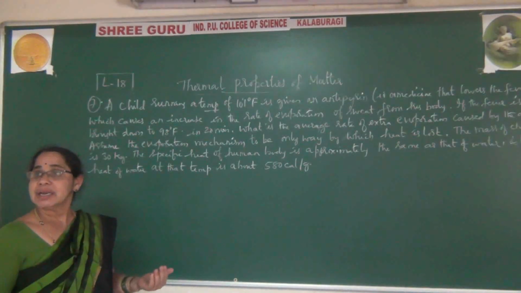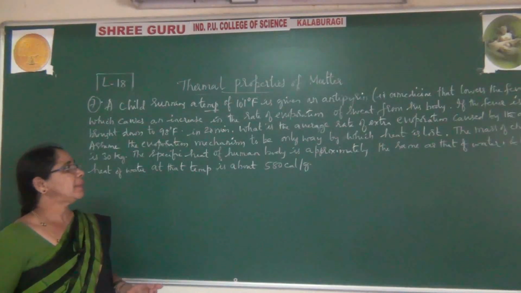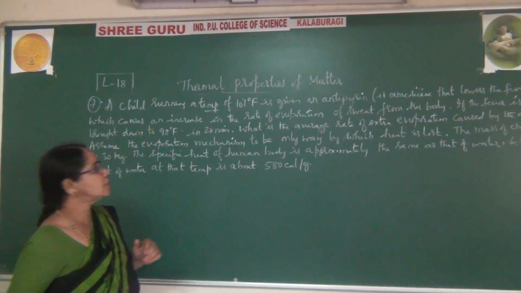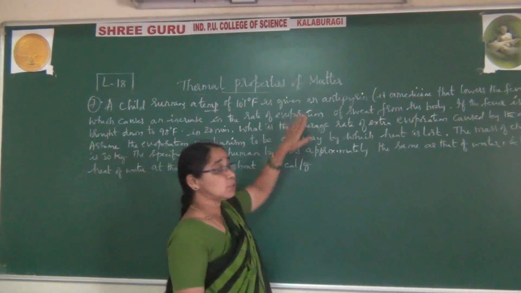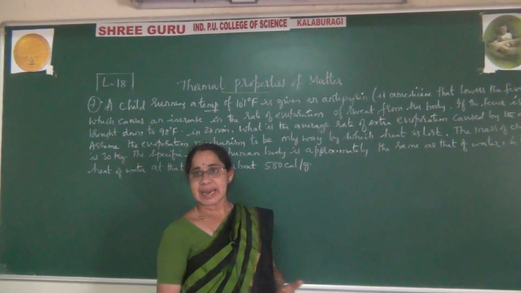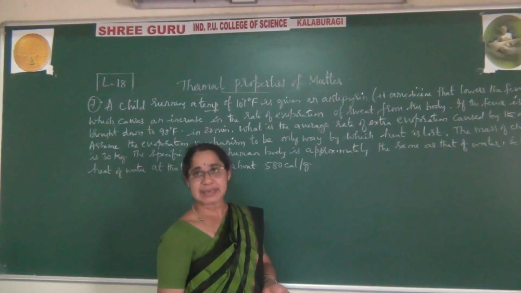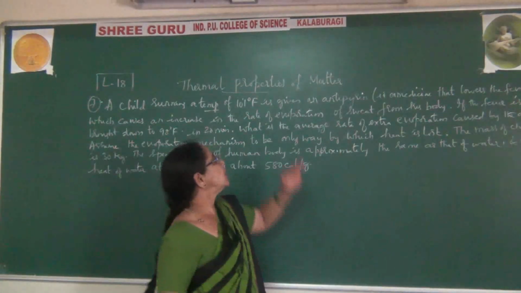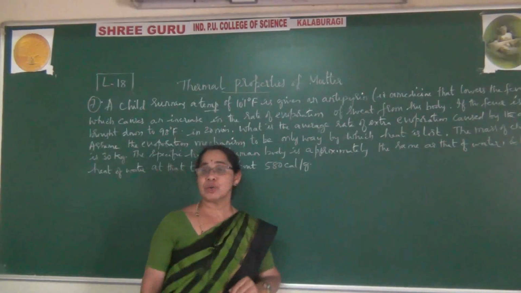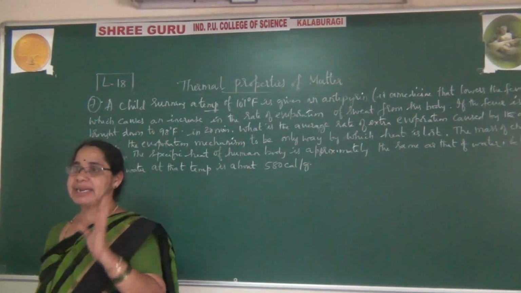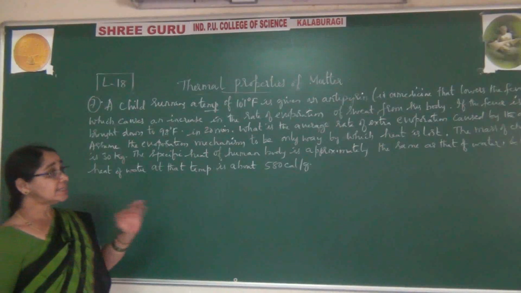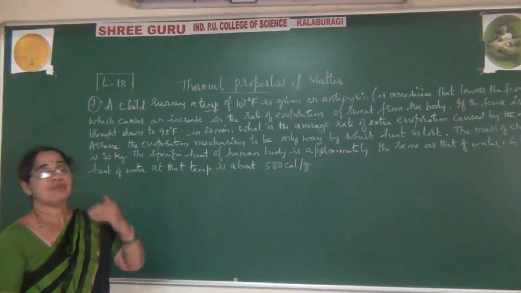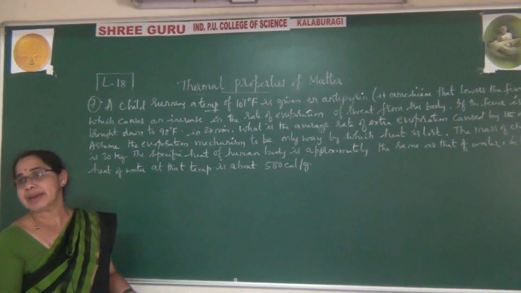How has it got a lower temperature? It means some heat has been lost. How has the heat been lost? The child has sweated after taking the medicine, due to which some heat has been lost, and the temperature has been reduced from 101 degree Fahrenheit to 90 degree Fahrenheit. So evaporation has taken place, evaporation in the form of sweat.